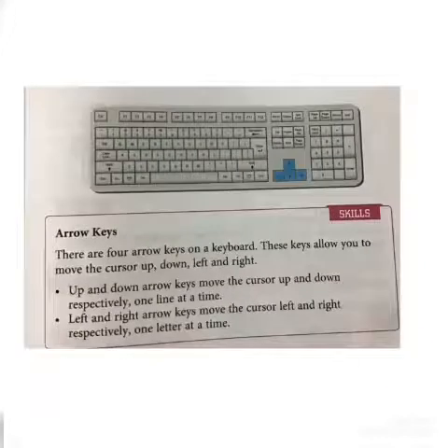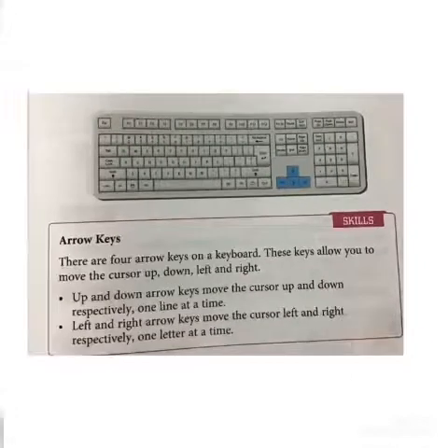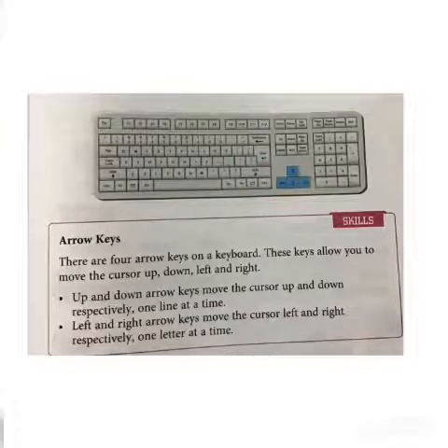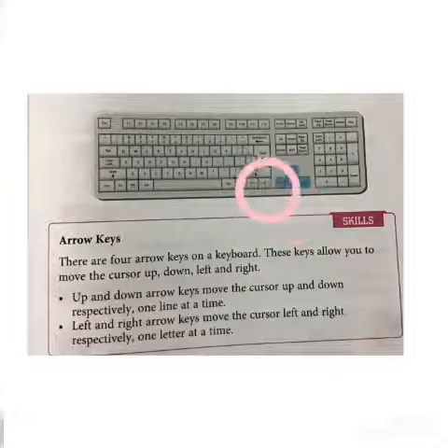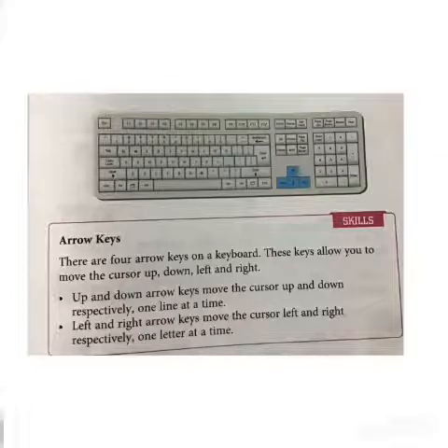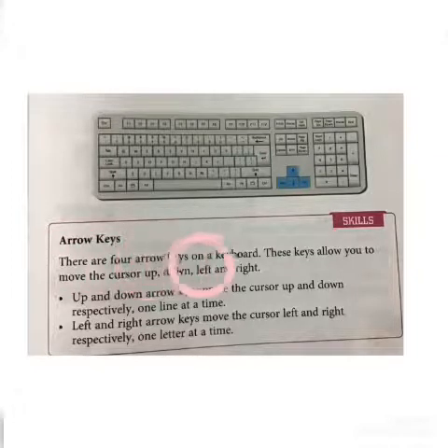And next key is arrow keys. Arrows are there. One is going up, one is coming down, one is going to the left, one is going to the right. These are your arrow keys. There are 4 arrow keys on a keyboard.